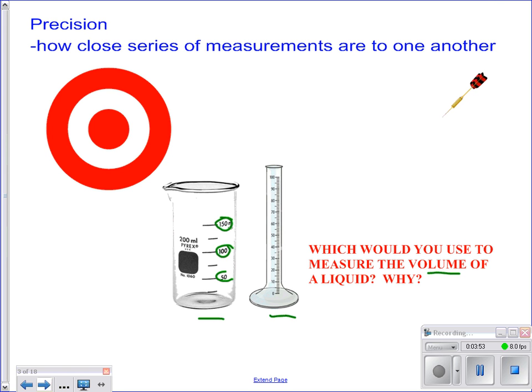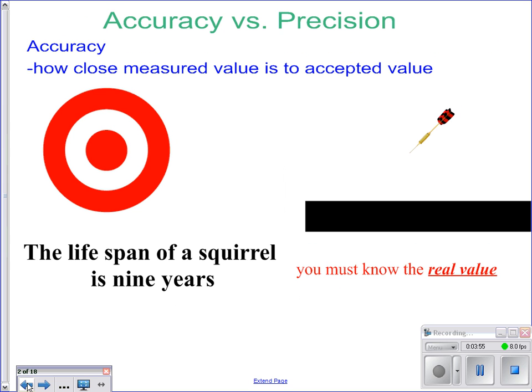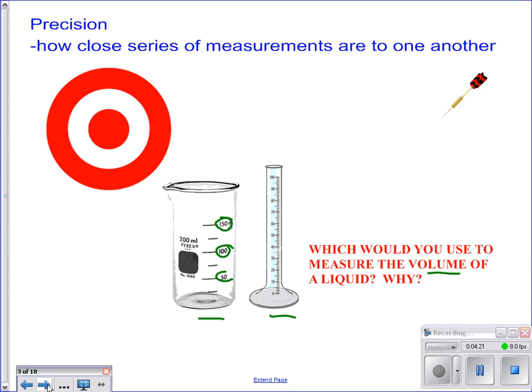Let's go back to an example of accuracy, because we've all played darts at one point in our lives. If you wanted to be accurate in playing darts, what would you shoot for? The bullseye, right? That is the real value. That's what you're going for in darts. So if I threw those 3 darts and every single one of those hit that bullseye, am I very accurate? Absolutely. Am I very precise? Absolutely.